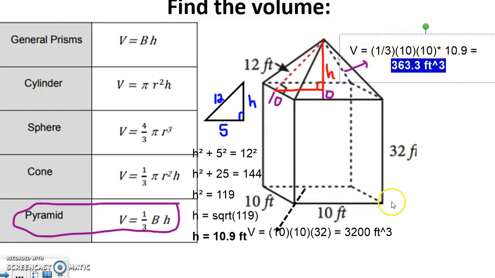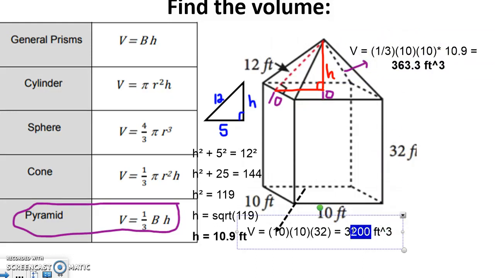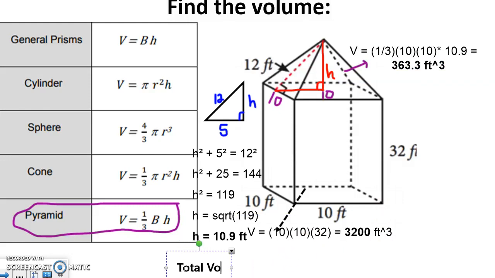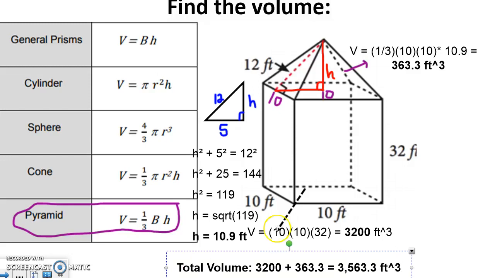Then I have my volume of my prism. So my composite volume, my total volume, would be 3,200 plus my 363.3, which is 3,563.3 cubic feet. So just add the volume of the bottom plus the volume of the top to get your final answer. And that is that one.